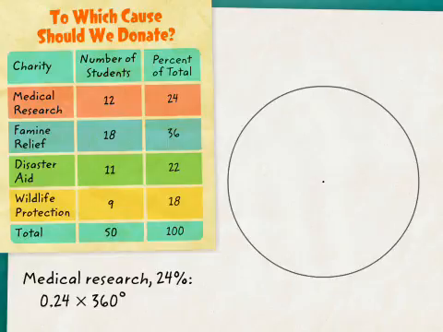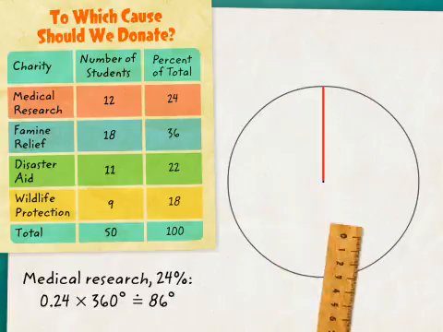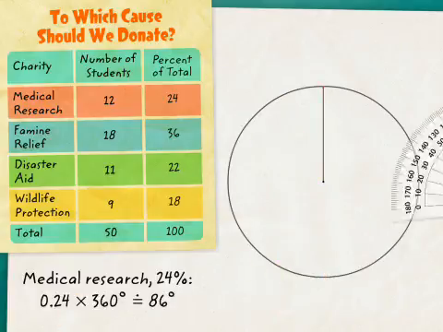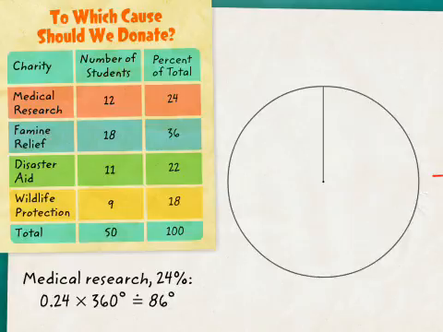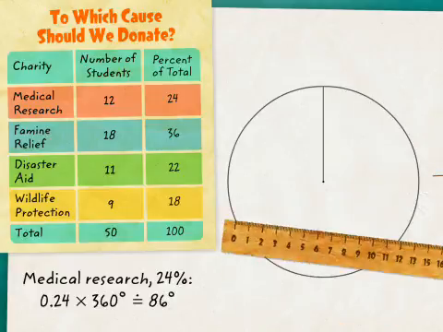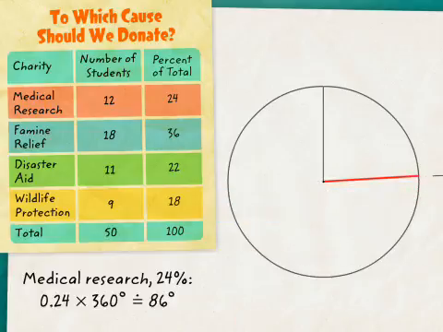24% of 360 degrees is about 86 degrees. Brayden drew a radius of the circle. Then he used his protractor to mark an angle of 86 degrees at the center of the circle. He drew a radius that passed through the mark. He labeled the sector Medical Research 24%.